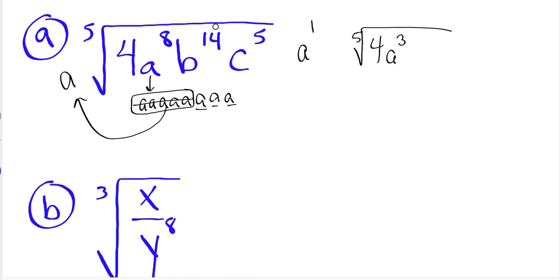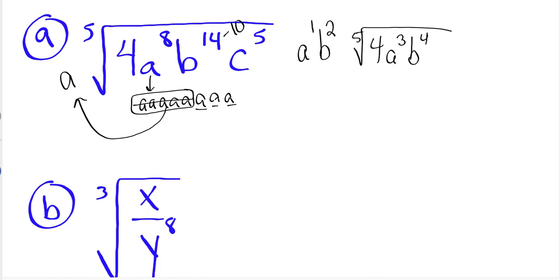Same idea here. How many groups of 5 can I get from that? Well, 15 would be 3 groups, but we don't have 15. So I can only take 2 groups, which would be taking 10 of them away. So 2 groups gives me a B squared. I'm taking 10 of those away to get my 2 groups. I have B to the 4th left.